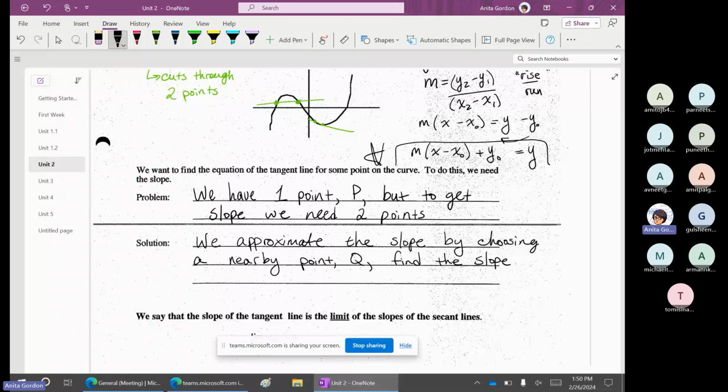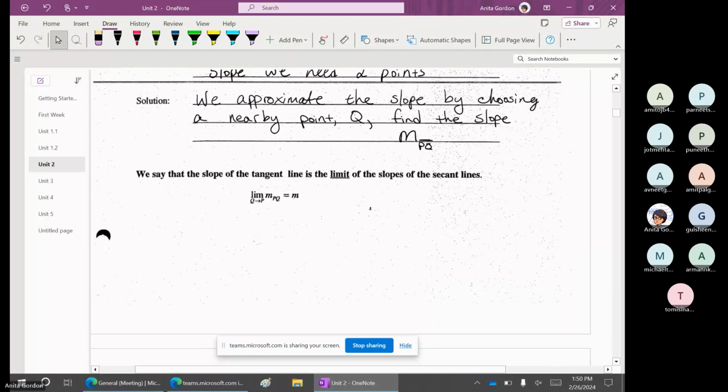And the way that we're going to identify this is by calling it slope M sub PQ, so the slope of the line from P to Q. We're going to use the point of interest as our original point, and we're going to choose a smart second point in order to find the slope at the point of interest.